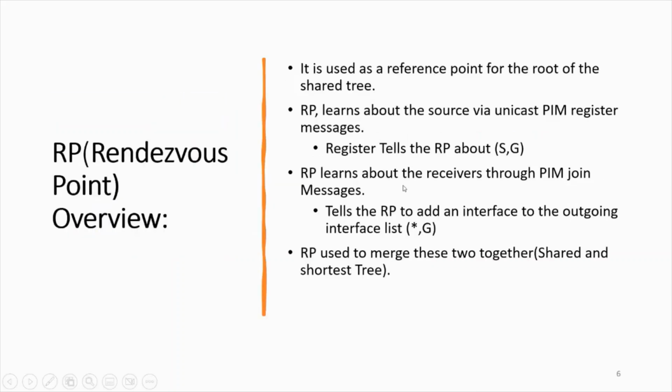We have been discussing the RP a lot, but now it is time to understand it in depth. It is used as a reference point for the root of the shared tree, and the RP learns about the source, or sender, via the unicast PIM register message. Once it knows about the sender, it enters an S comma G entry in the multicast routing table, where S represents the source and G represents the group. It also learns about the receiver via PIM join messages, and the RP merges two trees together, the shared tree and the shortest path tree.